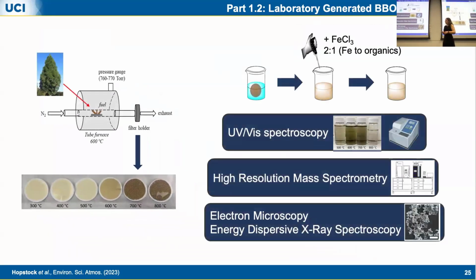All right, and so the reactions were essentially done the same way. First we extracted each filter in water, so we had a water-soluble extract. We had iron chloride in a 2-to-1 molar ratio. We let it react, we monitored it, we did the spectroscopy. We ran high-resolution mass spec again. And then we looked at the particles that were formed. So I guess that's a little bit of a spoiler, but we used electron microscopy and energy dispersive X-ray spectroscopy for that.